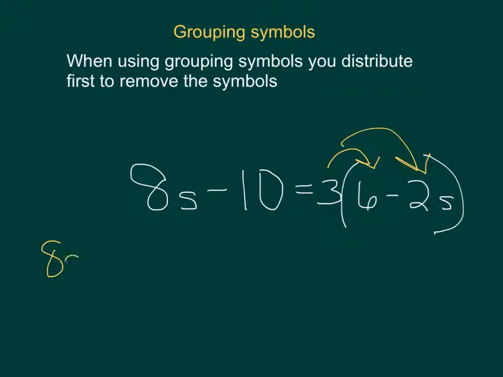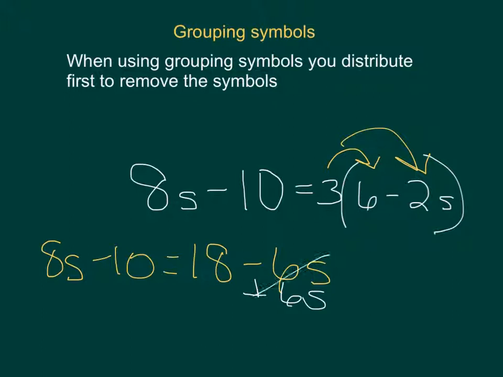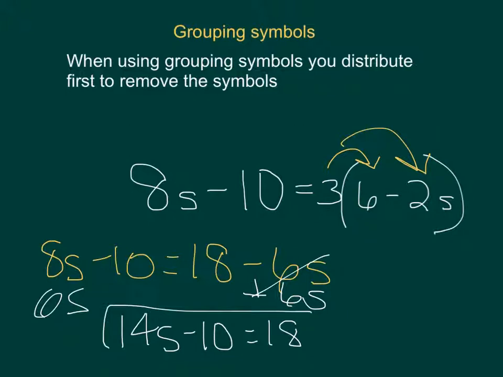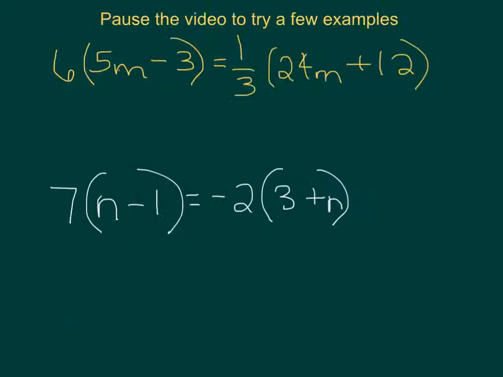So we would have 8s minus 10 equals 3 times 6 is 18, and 3 times 2s is 6s. Now I would continue to solve. I could add my 6s to both sides so that my s is on the same side. So I would have 14s minus 10 equals 18, and from there we would be able to continue solving.